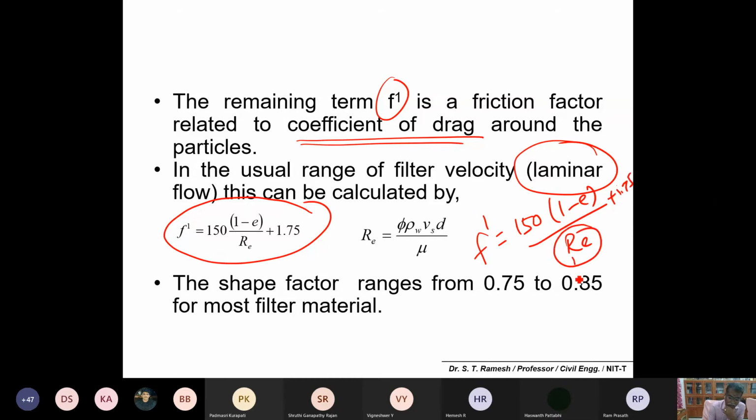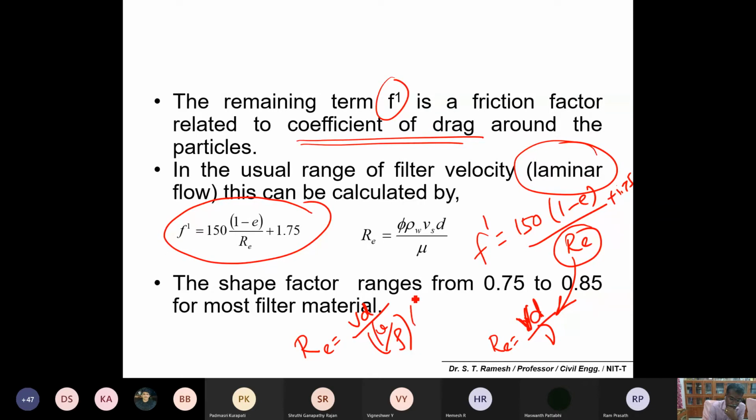Again, RE, we are already familiar, RE is equal to the Reynolds number, VD by nu, velocity into diameter by nu. Otherwise you can simply remember that nu is replaced by mu by rho. So that's how the equation is written.